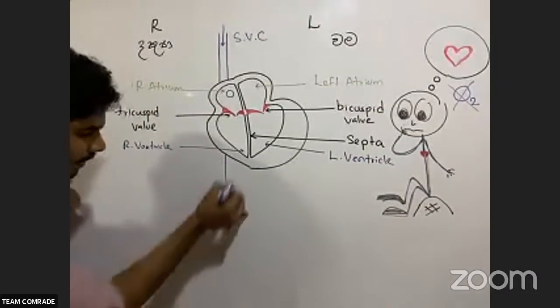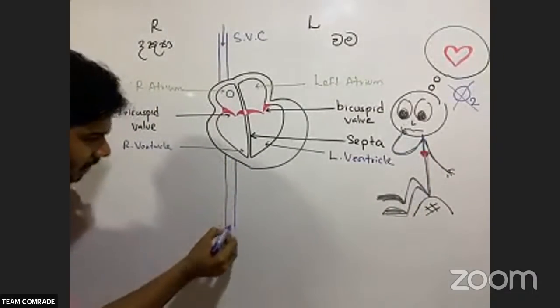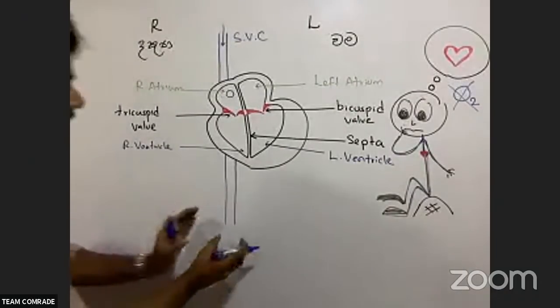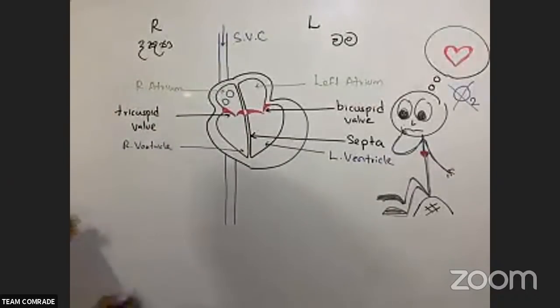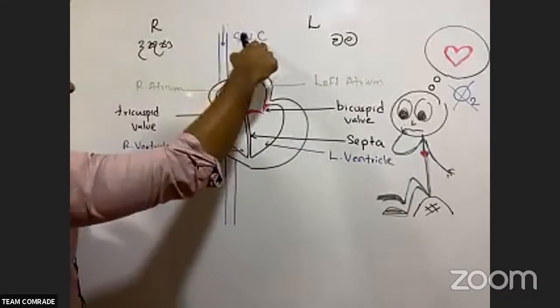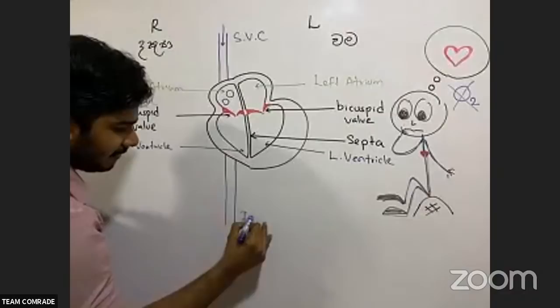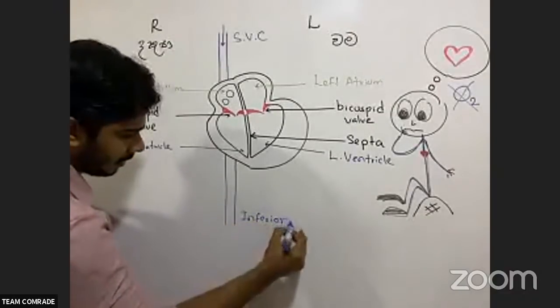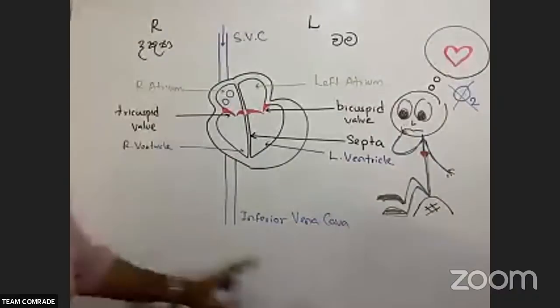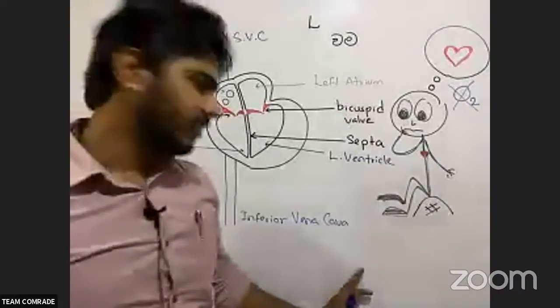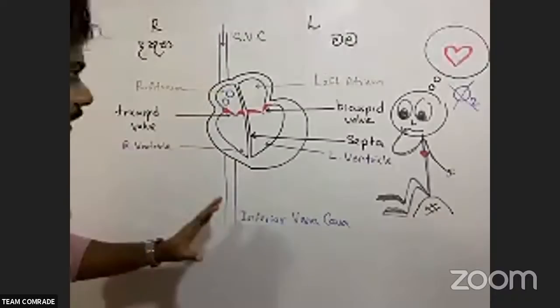So we call it is coming from here. That structure is also the same. Here it comes and enters from here. So this is the superior vena cava. So this is what? Inferior vena cava. IVC. Right? IVC. Is it clear?